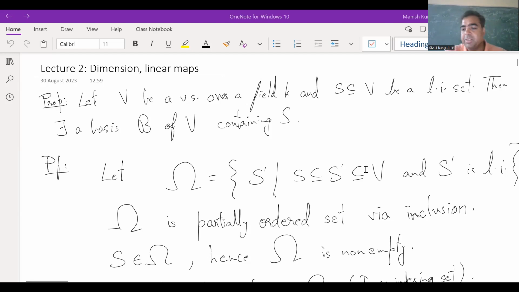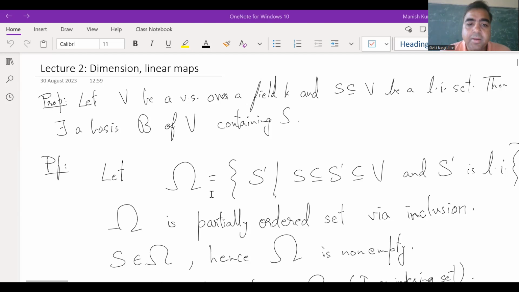I suppose you know what the statement of Zorn's lemma is. So what does Zorn's lemma tell us? That if you have a non-empty partially ordered set such that every chain has an upper bound. A chain means a subset of the partially ordered set which is totally ordered, so given any two elements, you can compare them: either one is less than or equal to the other, or the other way. Partially ordered means there may not be any comparison between two elements.